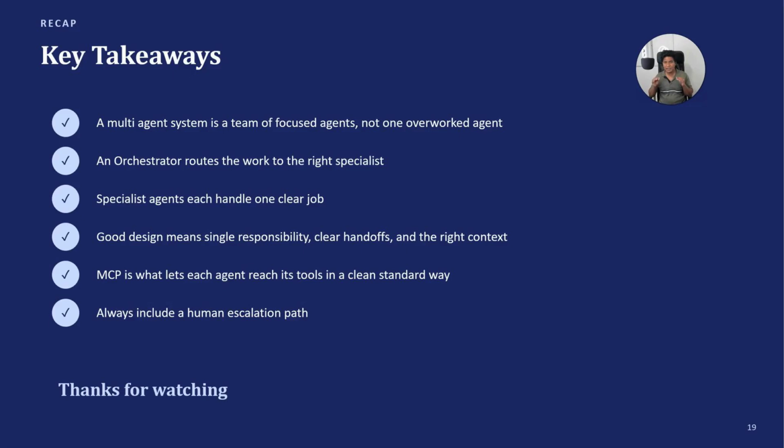Alright, let us bring it all together. A multi-agent system is a team of focused AI agents working together. An orchestrator routes the work. Specialist agents each handle one clear job. Good design means single responsibility, clear handoffs, and the right context for each agent. And remember, MCP is what lets each agent reach its tools in a clean, standard way. That is how the two sessions connect. Always include a human escalation path. Think of it like building a well-run team, not one overworked employee trying to do everything.